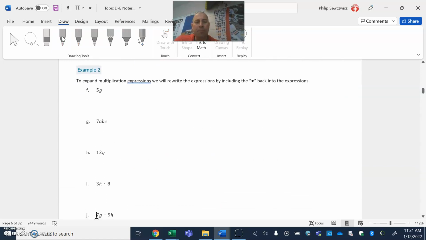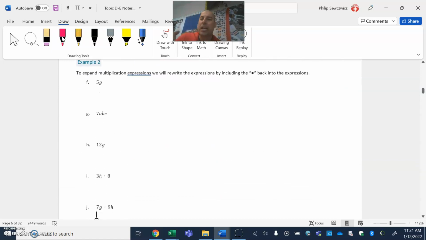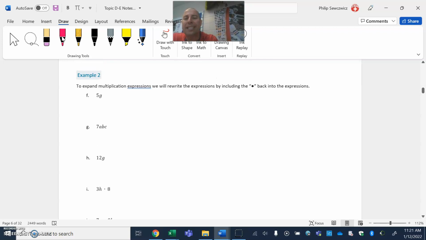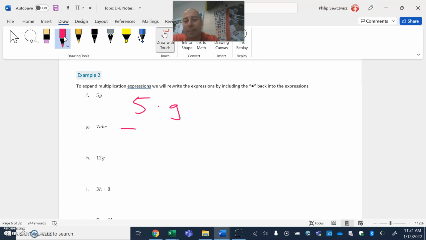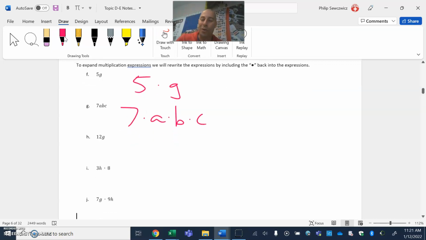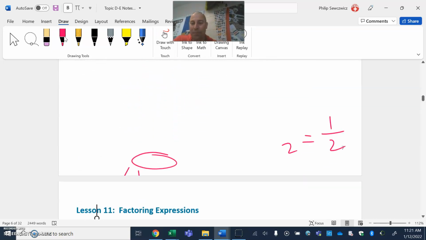All right. What we're looking at here is expanding, which we don't really use a lot, but we want to make sure we understand what it means. So the idea is, what does 5g mean? We do want you to realize that, hey, that's 5 times g. What is 7abc? It does mean 7 times a times b times c. So that's all they're looking at here as you go through them.